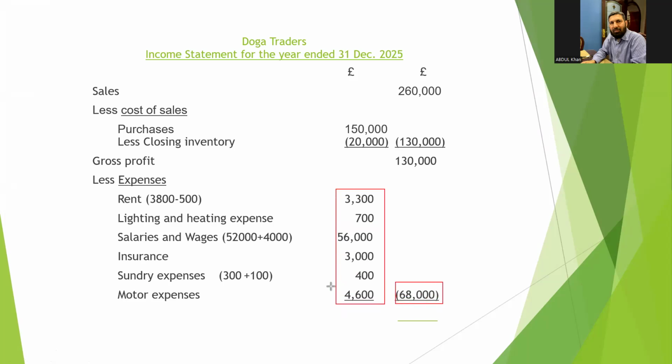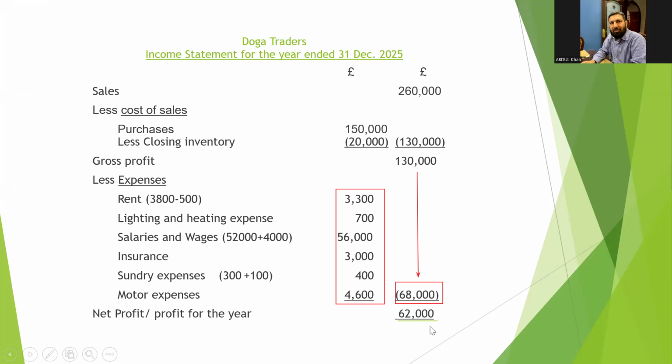Okay. Once you have written here, what will you do? Simply, you have to subtract from here. That is 130,000 minus 68,000. Then you will get your answer. When you get 130,000 minus 68,000, you have 62,000. This is called net profit or profit for the year.